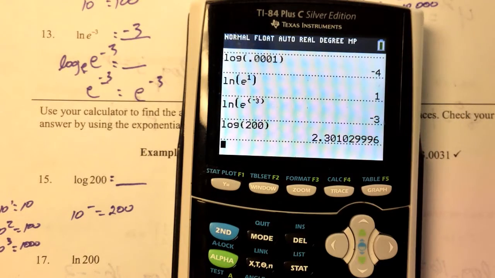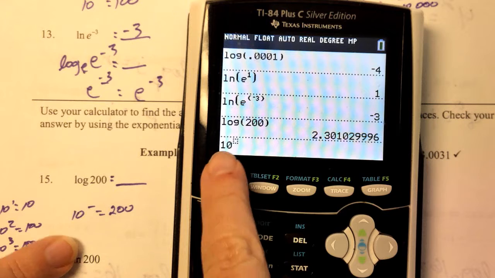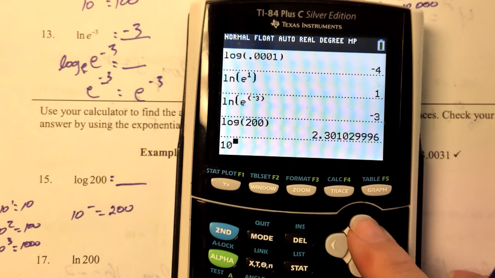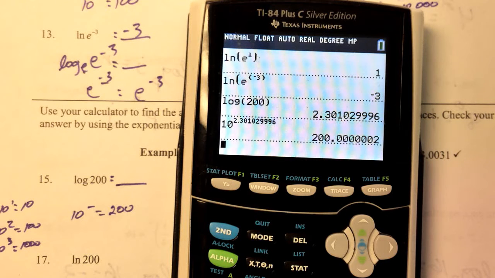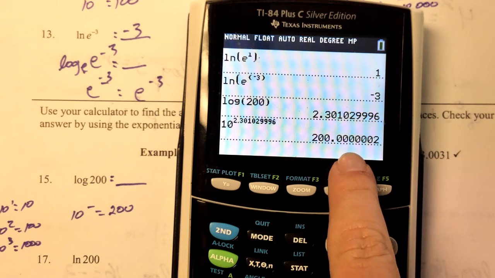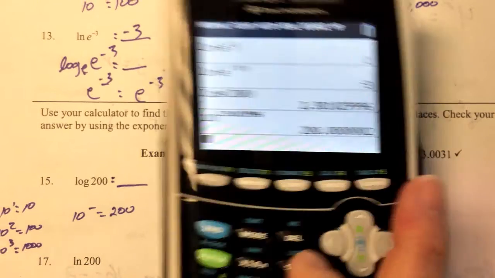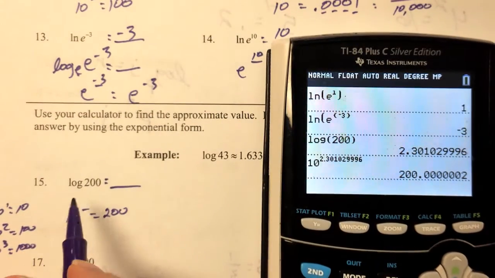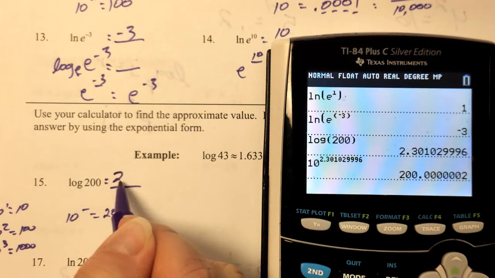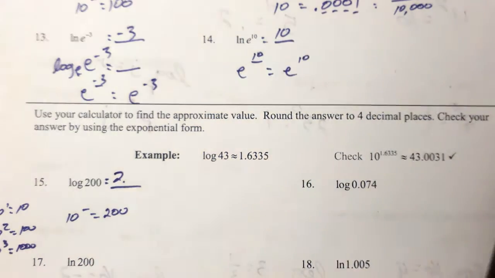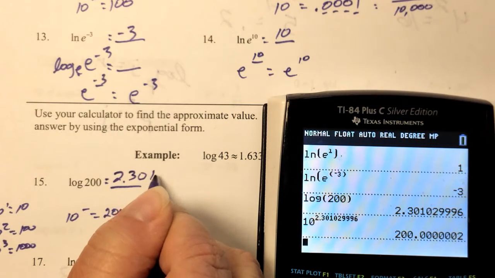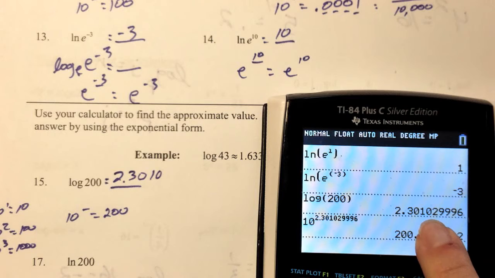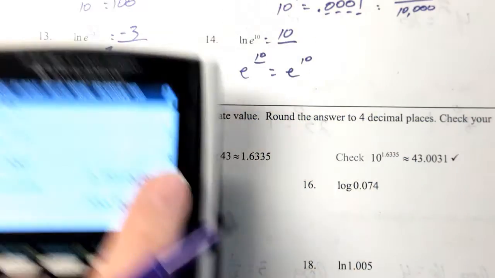Okay? As a check, I could say 10 raised to the whatever number I just got. I'm going to arrow up in my calculator and grab it. I'm going to say, hey, 10 to that number, and it comes out basically to 200 if you rounded it. So I know that my log of 200 is going to be 2 point whatever that was. They told us to round to 4 decimal places, so I'm going to say 2.3010, because that zero right there is in the 4th spot. Okay? All right.